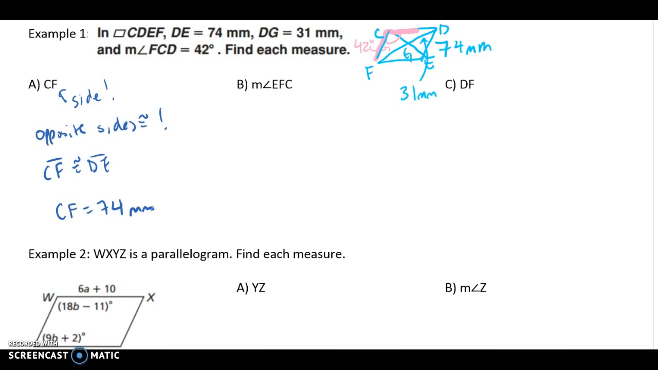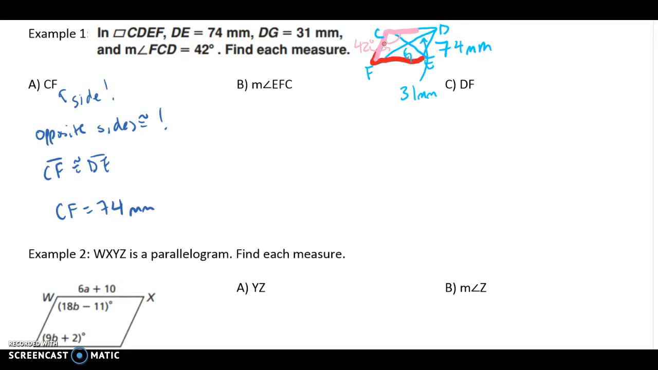Okay, what about the next one? The measure of angle EFC. Well, remember, trace it out. Where is angle EFC? Start at E, go toward F, and make that circle round towards C. Well, that's that red angle down here. So that's what we're looking for, right? Well, how does that relate to that 42? Because 42 is the only angle I'm given.